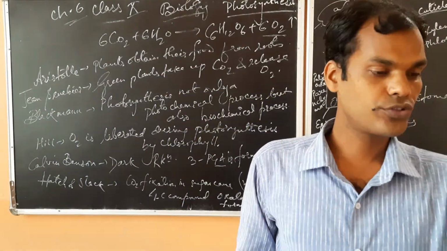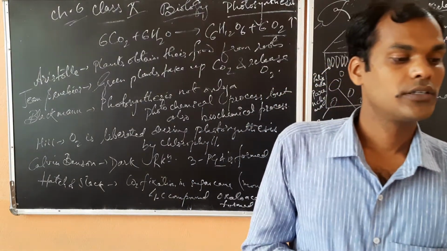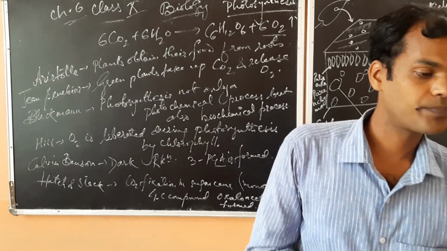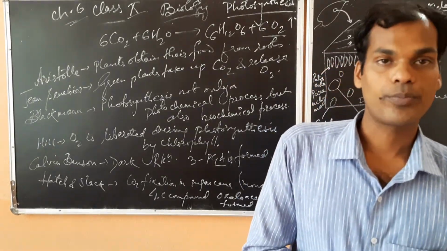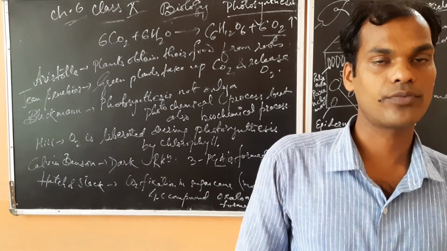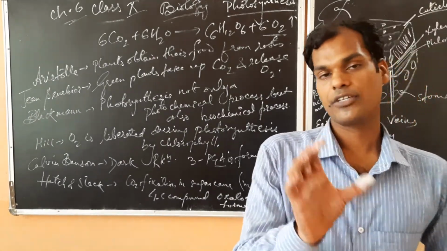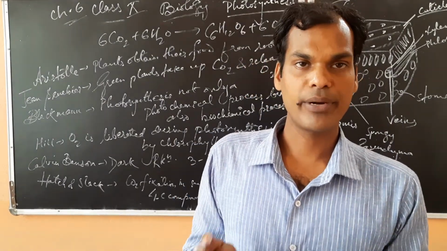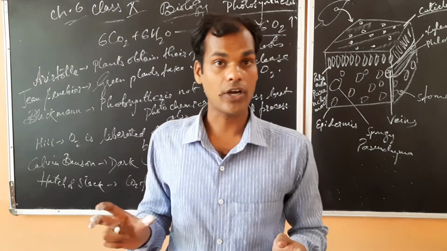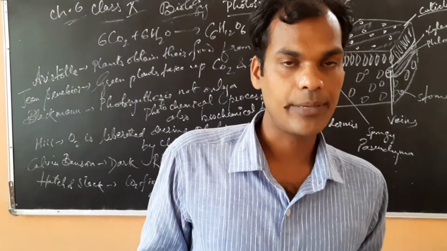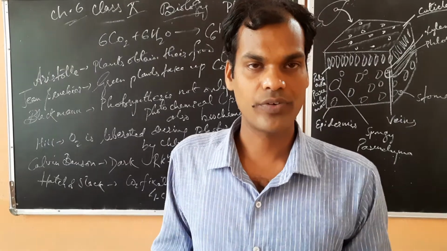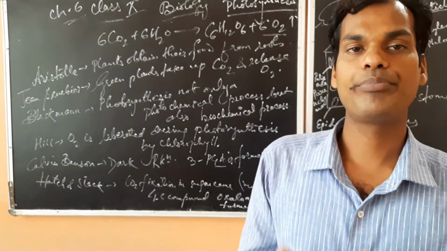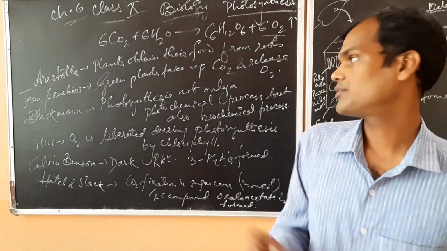Next we have to study the site of photosynthesis. Photosynthesis takes place in the chloroplast. There are different types of pigments in the chloroplast. The pigments are of different types: chlorophyll A, B, C, and also xanthophyll, carotenoids, etc. Generally, you will have A, B and C chlorophyll types.